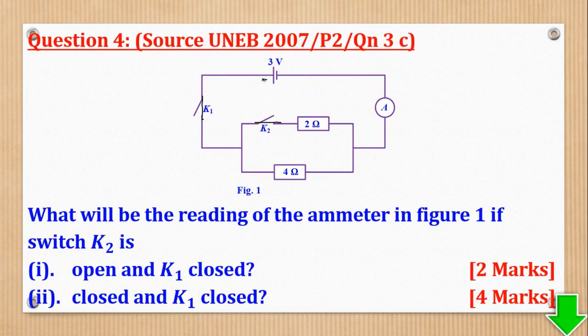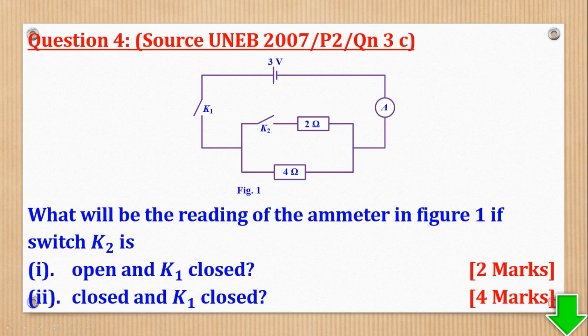Therefore, when current comes out here, it divides, one goes this side, another one goes this side. That means that these two are in parallel. And because they are in parallel, we have to first get the total resistance. And we also already know the total PD, meaning you can get the total current. And that total current is the ammeter reading.